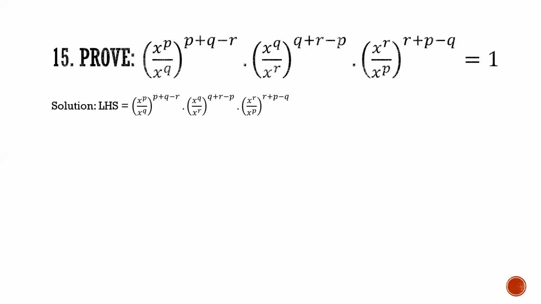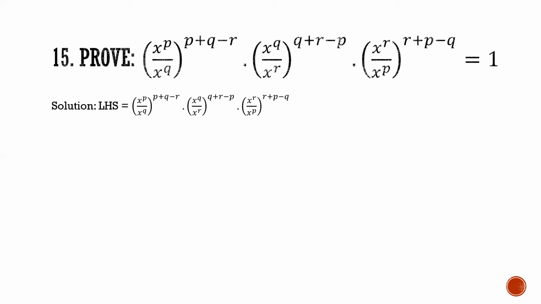Left hand side equals (x^p divided by x^q) whole to the power p plus q minus r, (x^q divided by x^r) whole to the power q plus r minus p, (x^r divided by x^p) whole to the power, sorry, r plus p minus q. Here we have three terms like the previous math, and in all the terms there is a division, and there is a whole power given to the division.